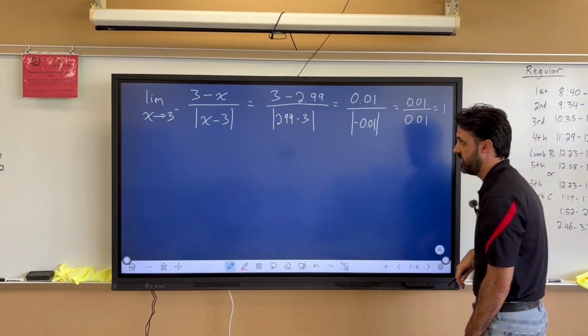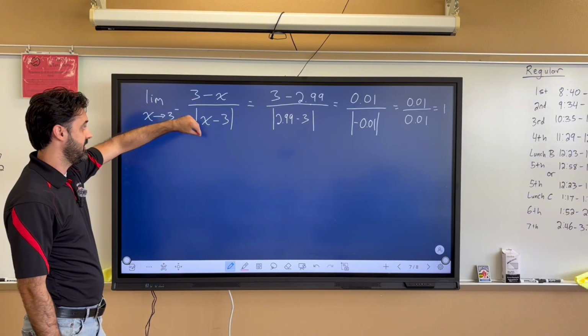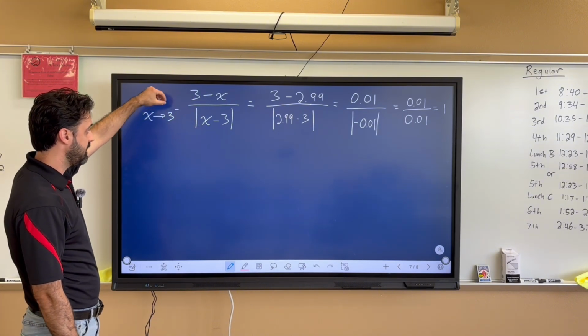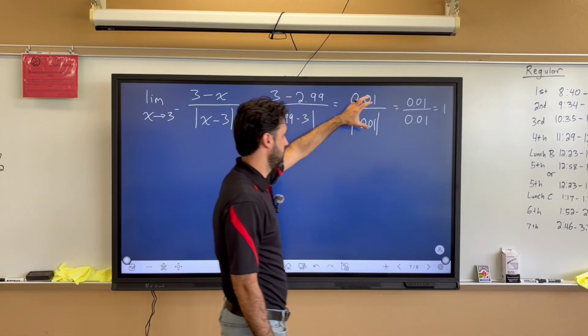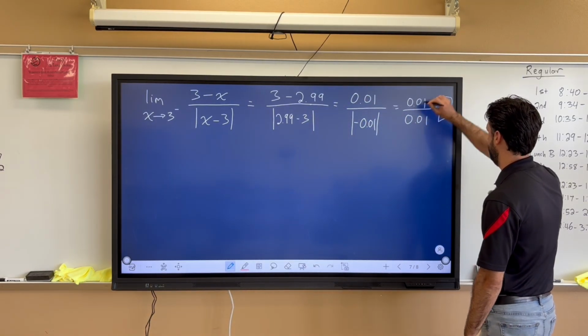All right, so even though when we plug in 3, we do get 0 over 0, when we plug in a number to the left of 3, we're not getting 0 over 0, we're getting 1. And so that's what the limit is going to equal here.